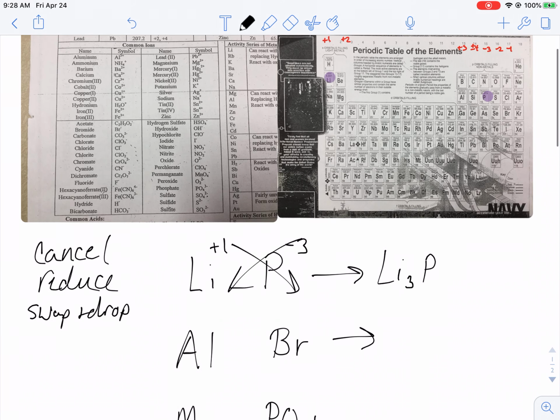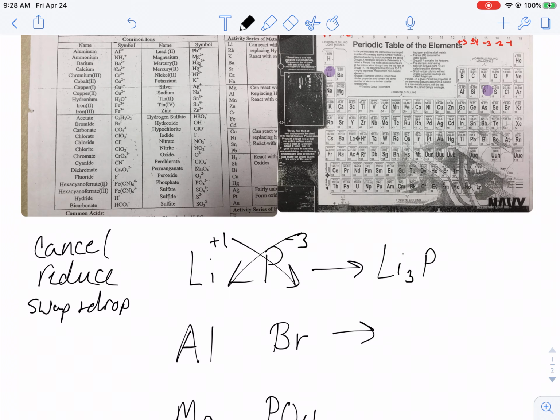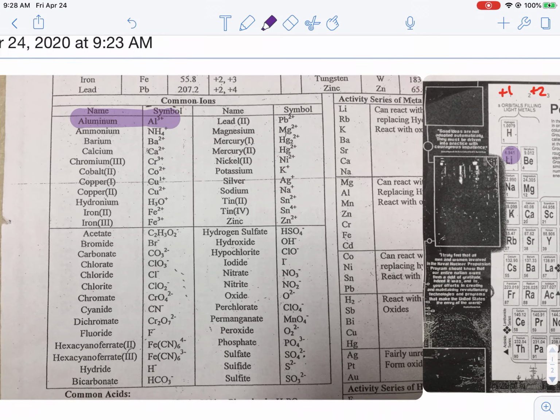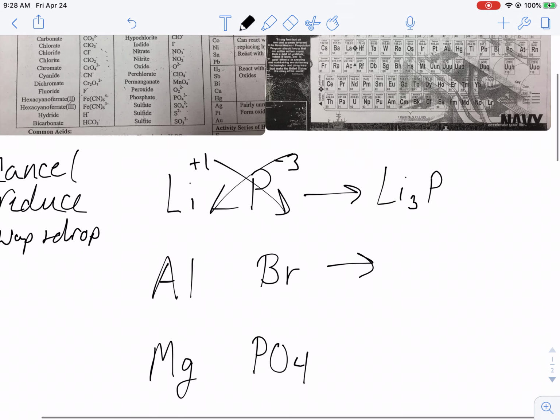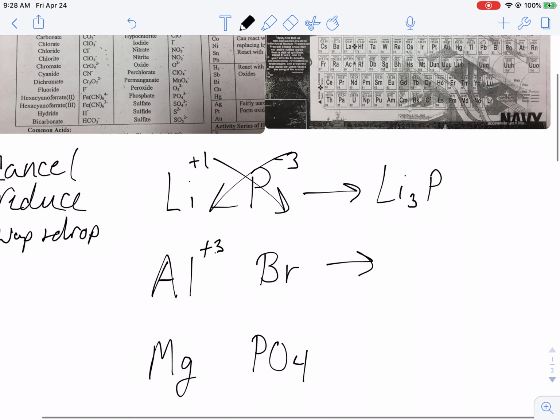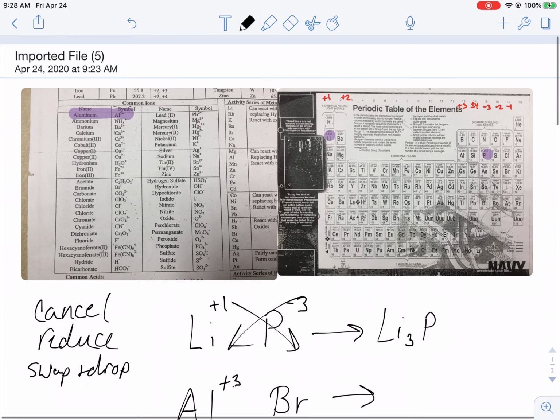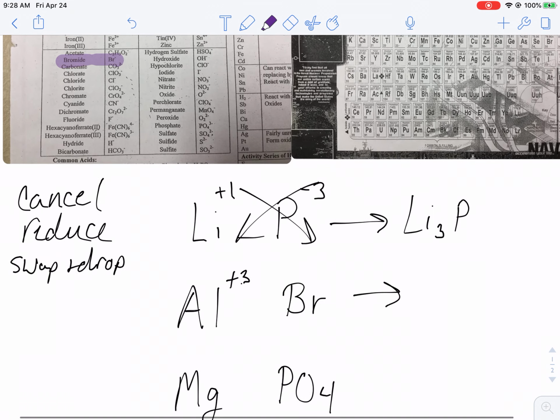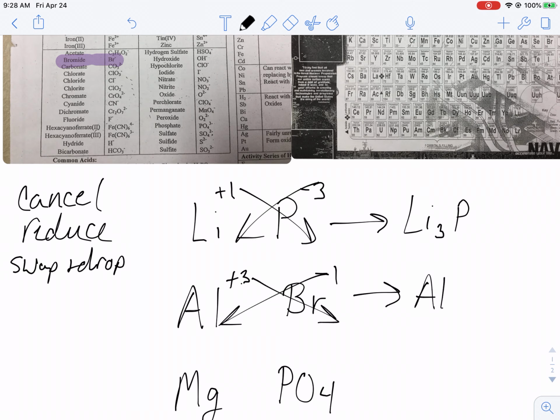Let's look at the next one. Aluminum and bromine. I'm going to look over here. Oh, look, here's aluminum. Aluminum is +3, so I can go ahead and put a +3 by aluminum. Then I'm going to go to bromine, try and find bromine. Oh, there it is, bromide. Remember that when it's an ion, it drops the ending and adds IDE. And that was a -1. They don't cancel, they don't reduce. So I'm going to swap and drop, and I'm going to get AlBr3.